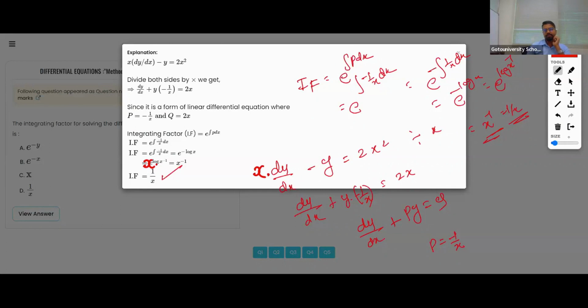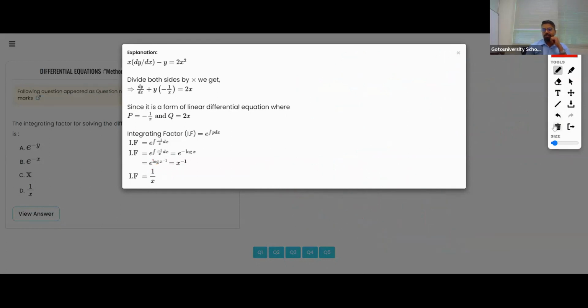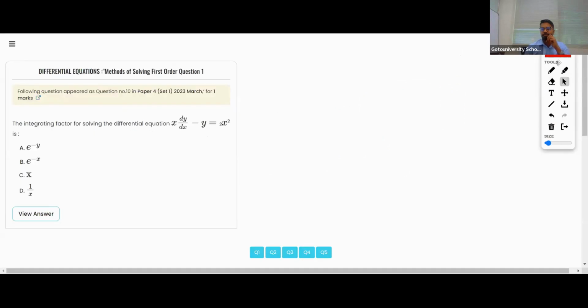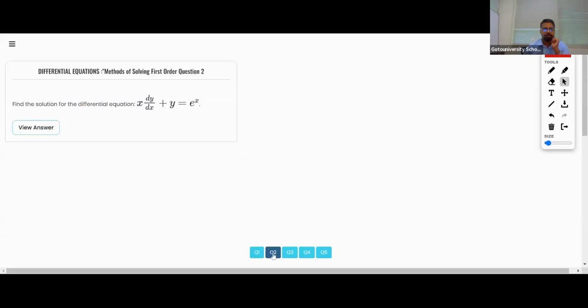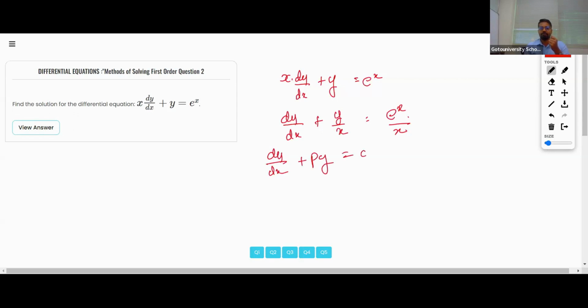So let's take one last question in this part. It's very repetitive. If you solve more and more questions, you can remember them. So we just have to find the solution of this question, and with this we can wind up: x into dy by dx plus y is equal to e power x. So let's rearrange this equation first. dy by dx plus y by x is equal to e power x by x. So it is of the form dy by dx plus py is equal to q. What is p here? 1 by x. q is what? e power x by x.